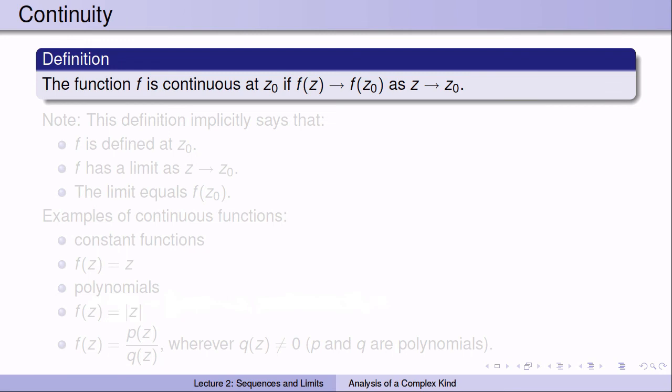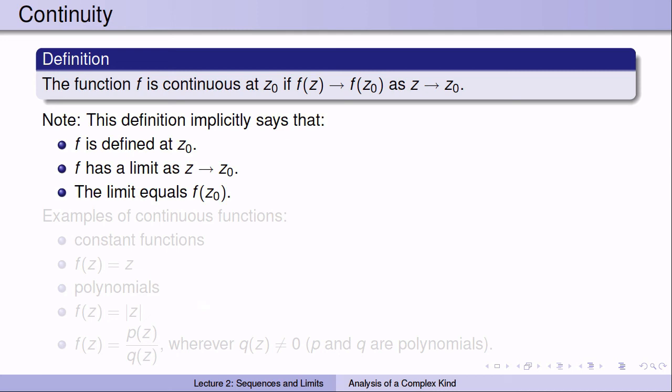Finally, a function is continuous if f of z approaches f of c0 as z approaches c0. That's continuity at c0. This definition implies a lot of things implicitly. So we're saying that f needs to be defined at c0, because otherwise we couldn't be writing down f of c0 right here. We're also saying that f has a limit as z goes to c0, because we're saying f of z converges to something as z goes to c0. And finally, we're saying these two need to be equal, because we're saying f of z doesn't just converge to some limit l, but that limit actually needs to be f of c0. So f needs to be defined at c0, it needs to have a limit as z goes to c0, and that limit needs to equal f of c0.